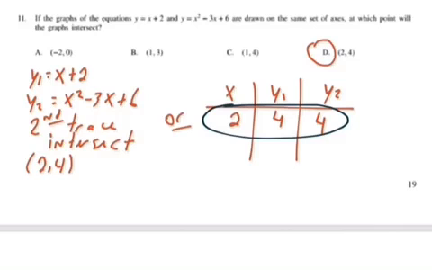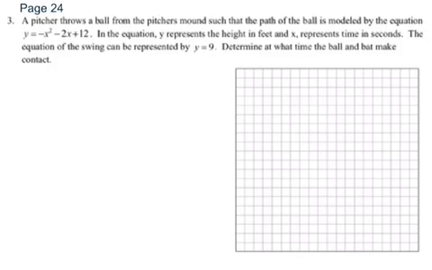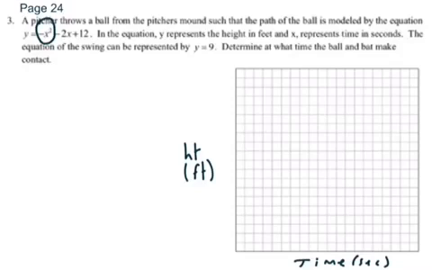The next thing we're going to be doing is going over page 24. So turn your packet to page 24. In question number 3, you're given the equation of a pitcher throwing a ball, which is a quadratic, meaning there is an x squared. This is going to be a parabolic shape.